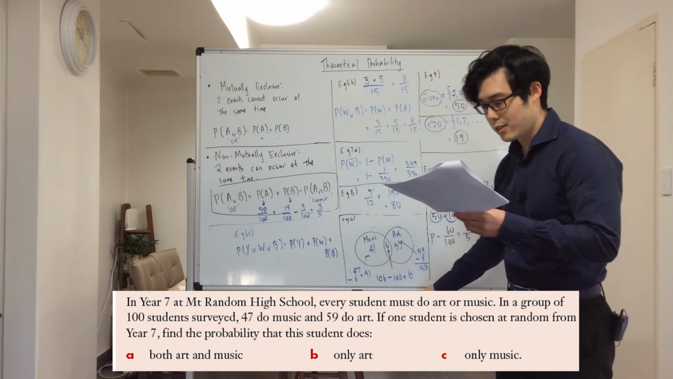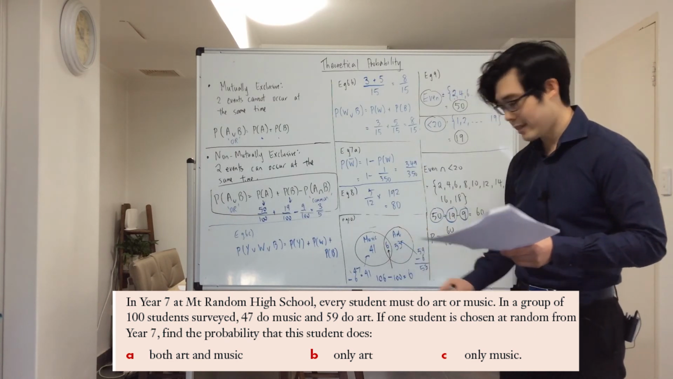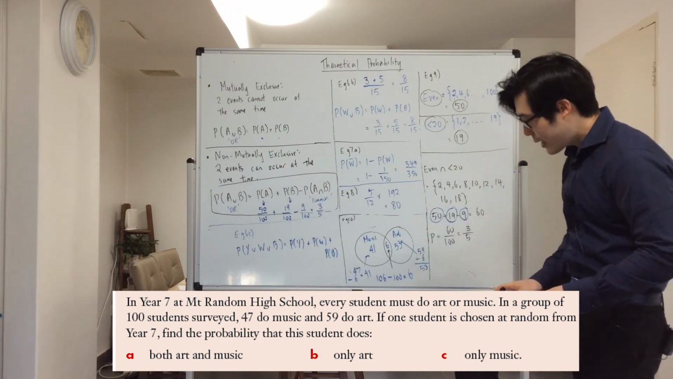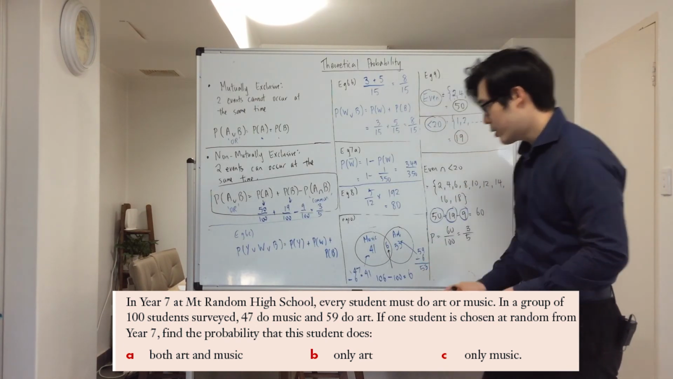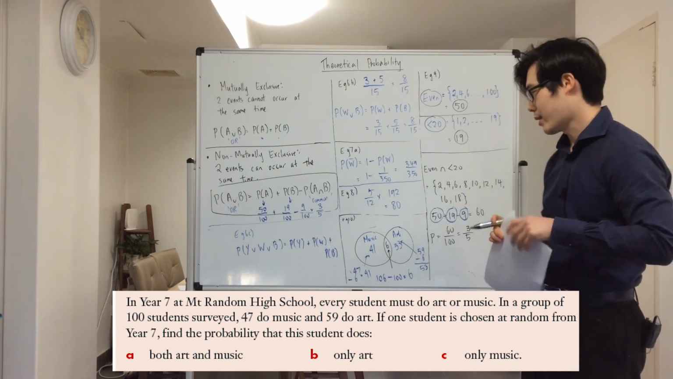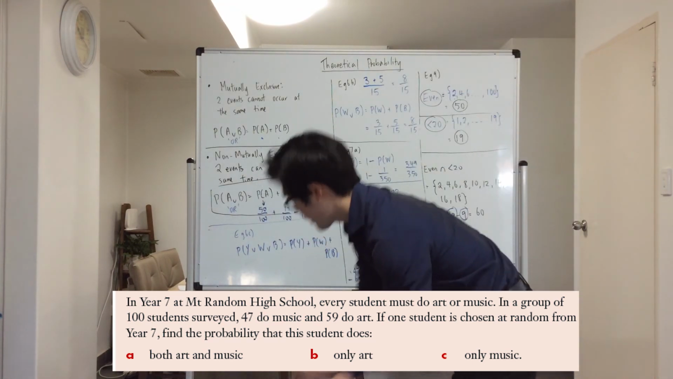How many students do both art and music? So that will be 6 out of 100. Okay. Only art, that will be 53 out of 100, 41 for only music. Okay. I won't write them out, you get the point. All right, so girls, that's how you set a Venn diagram up.